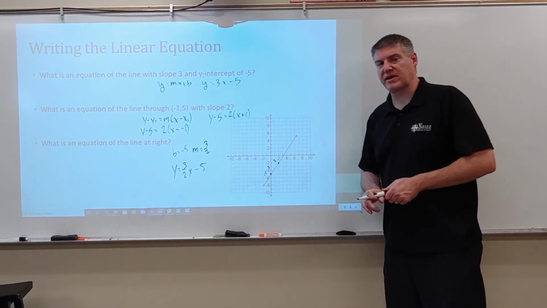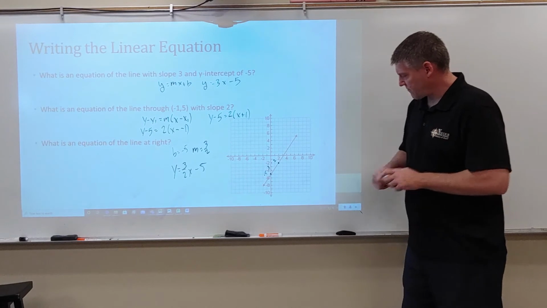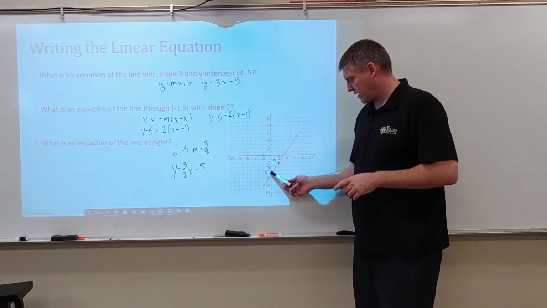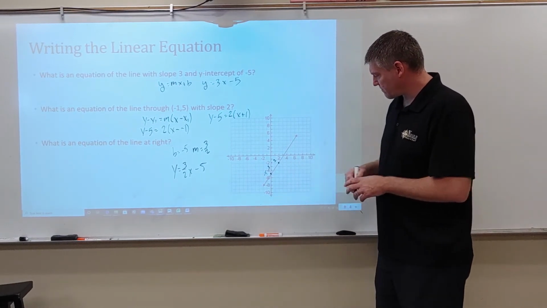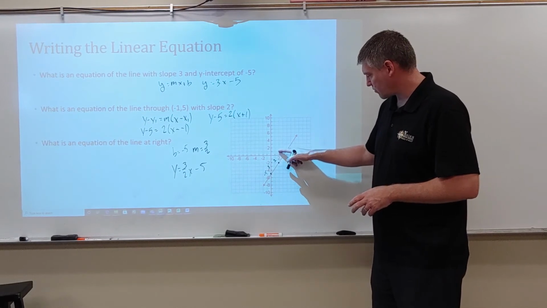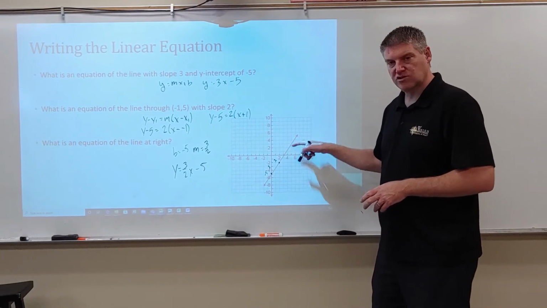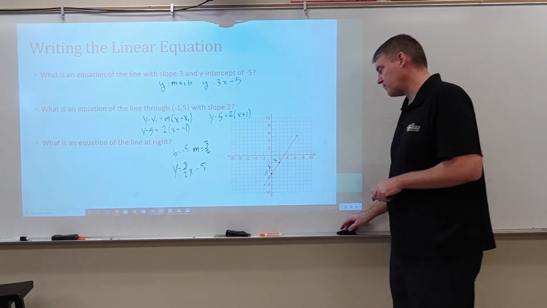So I just took the information from my graph. If I did not have the point where it intersected here, I would actually find 2 points, 1, 2, 3, 1, 2, and just use those points and use it in point slope.